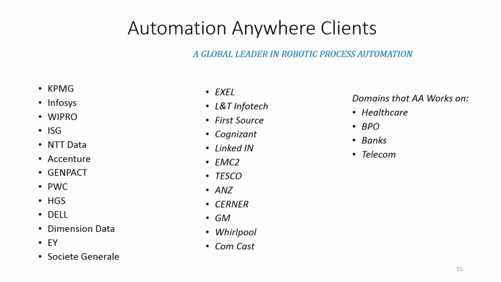Then the domains that Automation Anywhere works on. It can work in healthcare, in any BPO, in banking systems that we call BFSI, and in telecom. And if you are working in the IT team, IT operations kinds of things can be automated. So you can see that this RPA can be implemented anywhere and everywhere.